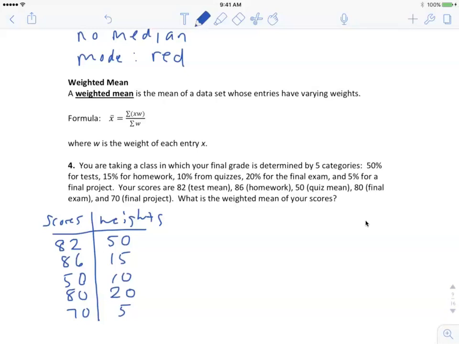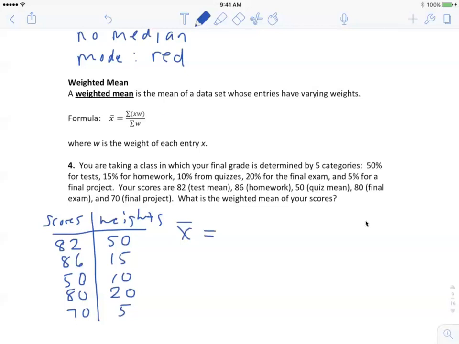Okay. The weights don't necessarily have to add up to 100%. This one they do because it's the total grade, but we could just find the grade in the middle of the semester or something when not everything has been done. But anyway, let's find this weighted mean.